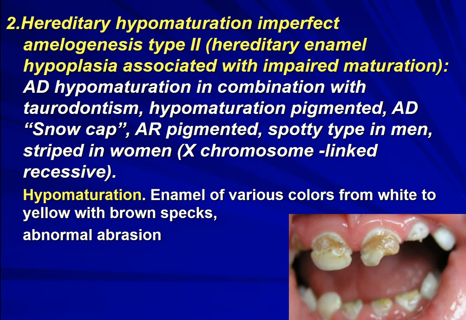autosomal recessive pigmented, spotty type in men, striped in women, X chromosome linked recessive. Hypomaturation. Enamel of various colors, from white to yellow with brown specks. Abnormal abrasion.